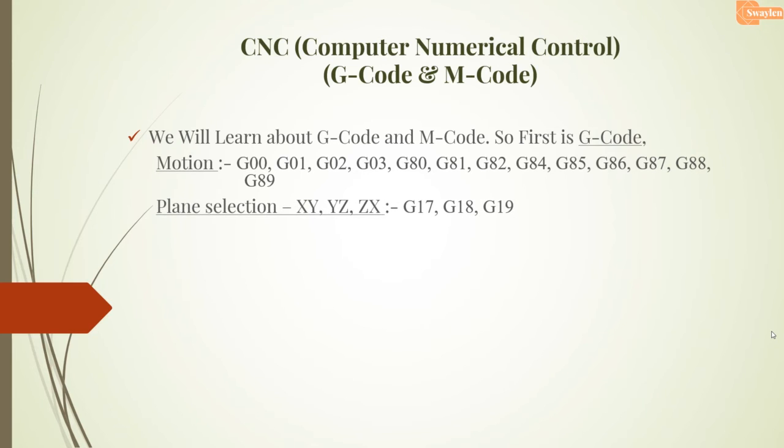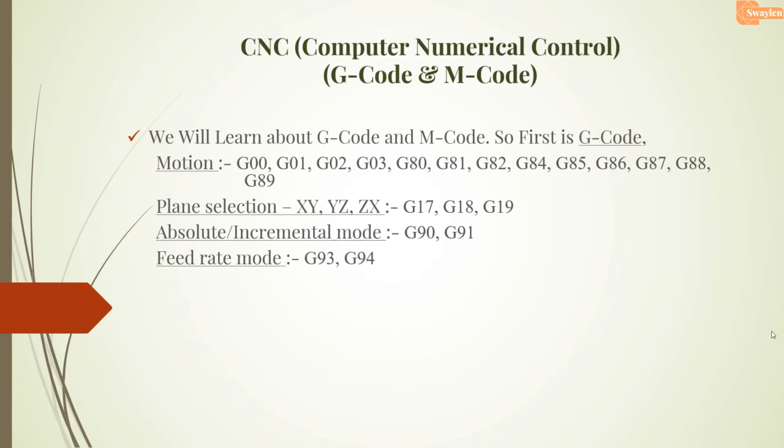Other is plane selection. We discussed in the previous slide. For plane selection, the codes are G17, G18 and G19. Next one is absolute or incremental mode. So G90 and G91. Feed rate mode, so G93 and G94. The units in inches or millimeter, so G20 and G21.